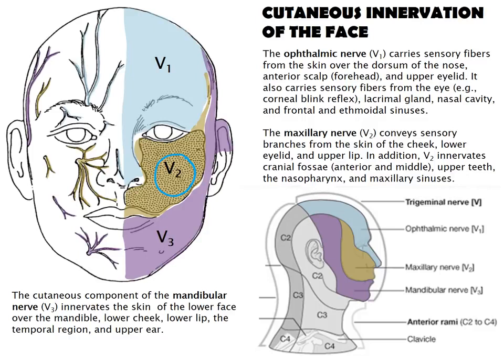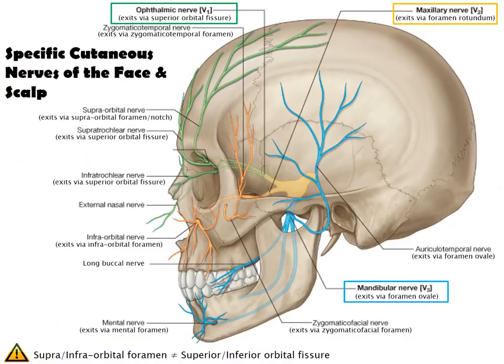And finally, the mandibular branch of the trigeminal nerve, abbreviated V3, covers the area of skin overlying the lower jaw, the lower lip, and the posterior temporal region. Branches from this nerve will also carry sensory information from the lower teeth and the oral mucosa. Here is a more comprehensive view of the 3 divisions of the trigeminal nerve and their specific branches.